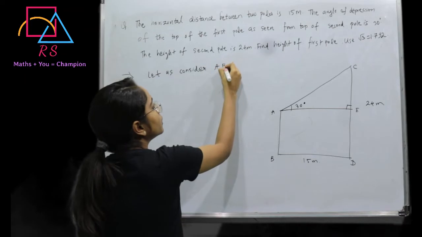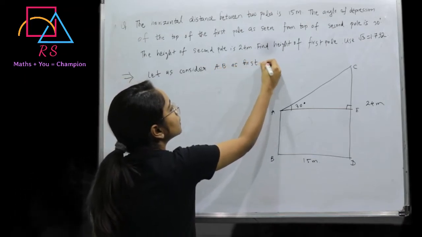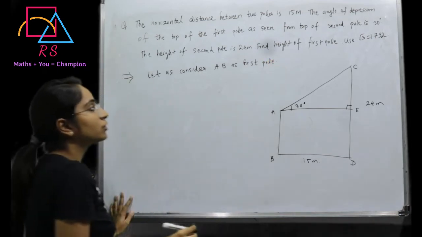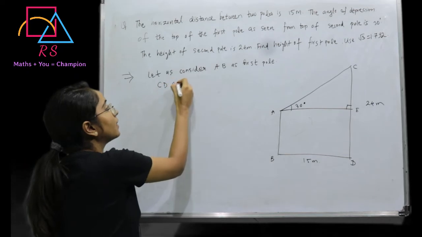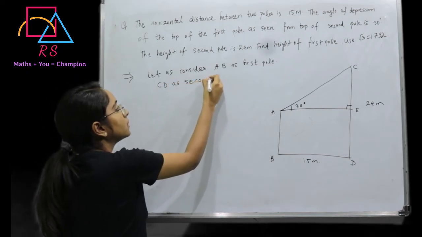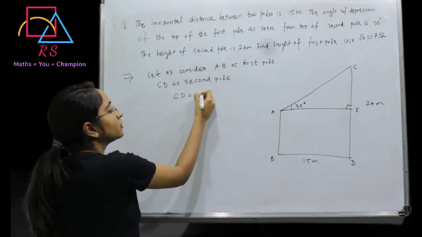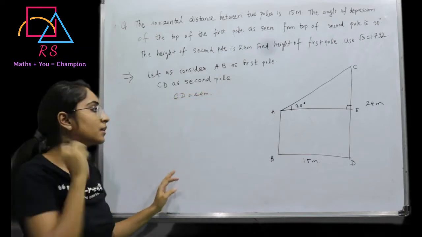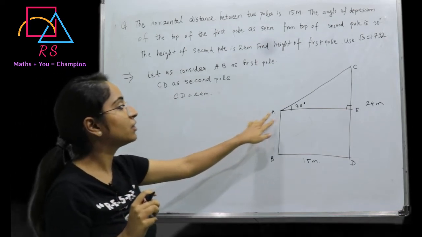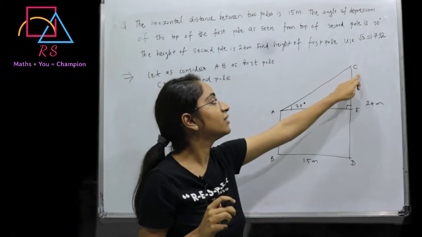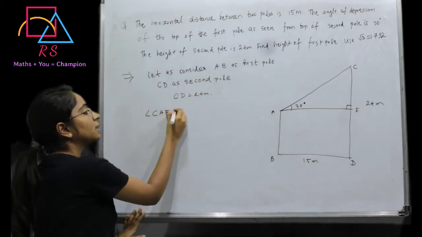First of all, let us consider AB as the first pole, which we don't know and we have to find out, and we will consider CD as the second pole, and it is given that CD is equal to 24 meters. And here we are given the angle of depression also, angle CAE, which is 30 degrees.